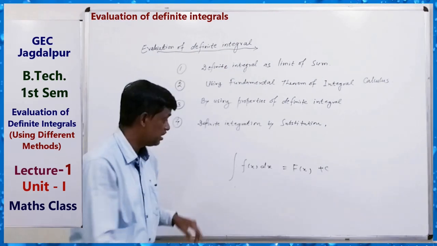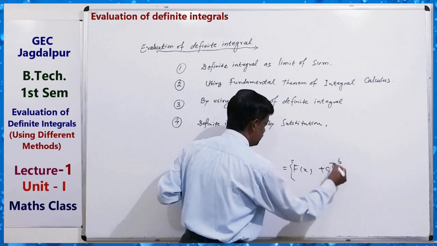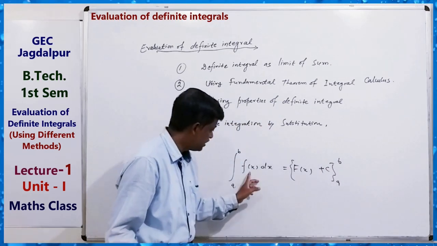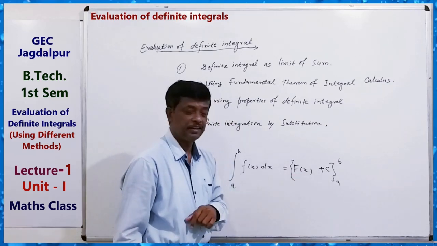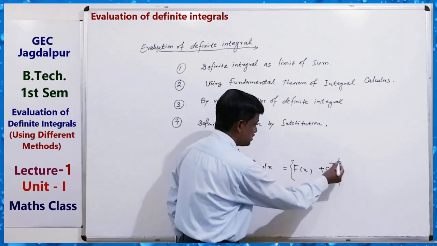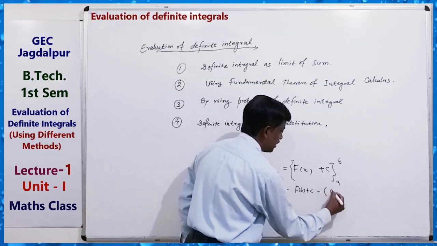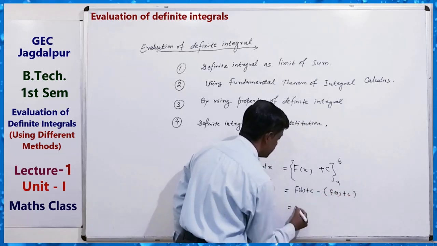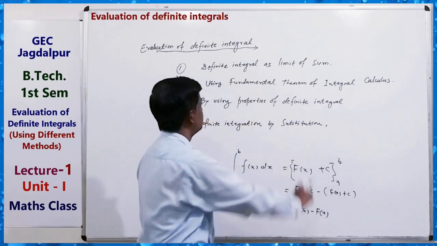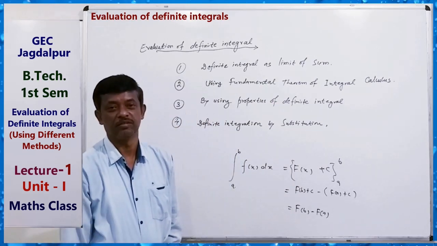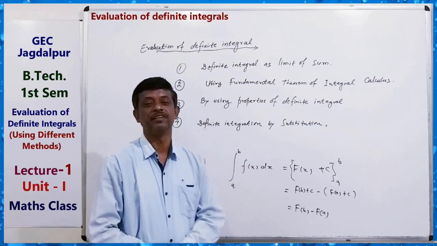That result is the same as if we apply the limit a to b on the antiderivative. Then we take b as the first limit: F(b) plus c minus F(a) plus c. So we get F(b) minus F(a). This is also called the second fundamental theorem of integral calculus. By this we can also find the value of definite integration.